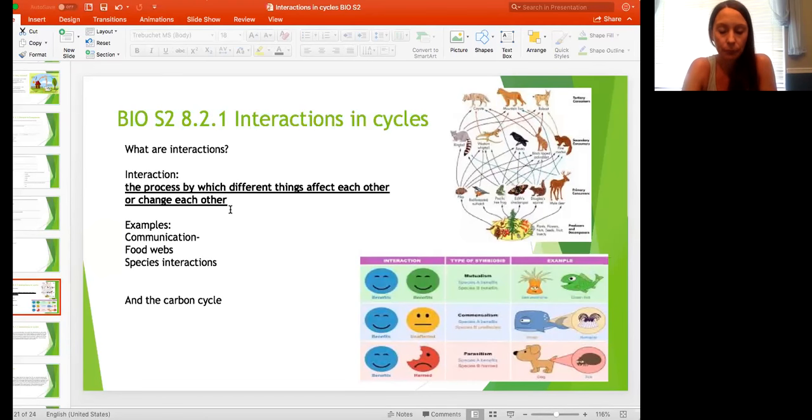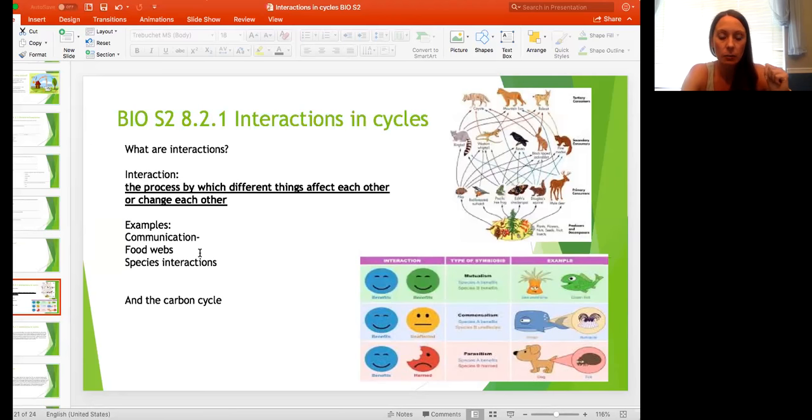When I think of an interaction, the actual definition of it, it's one of those words where you say, okay, I know what it is, but then how do you explain it to somebody or define it? An interaction is the process by which different things affect each other or change each other. An interaction is a form of communication. When we're having a conversation with somebody, we're interacting with them, because what one person says affects what the other person says. If somebody says, hi, how are you? And you say, I'm having a bad day, their response is going to change based on whether you're having a good day or a bad day. So we have interactions in our daily lives with people.